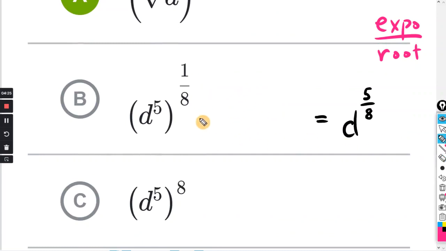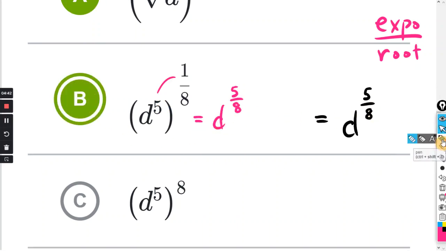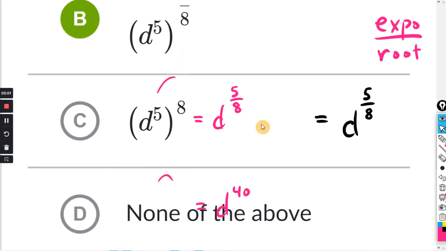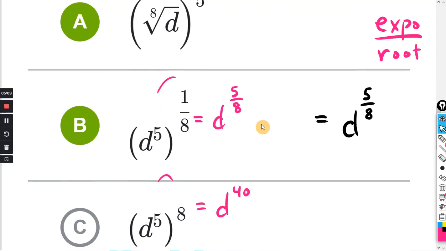Answer B, we're going to multiply these exponents. We have d, and you just multiply these exponents. 5 times 1/8 is 5/8. D to the 5/8 matches. Answer B is good. And finally, answer C. Again, we're just multiplying exponents. You keep the d. When you have something with an exponent raised to another exponent, you just multiply. 5 times 8 is 40. That does not match d to the 5/8, so it's not C. And D is none of the above. So just A and B.